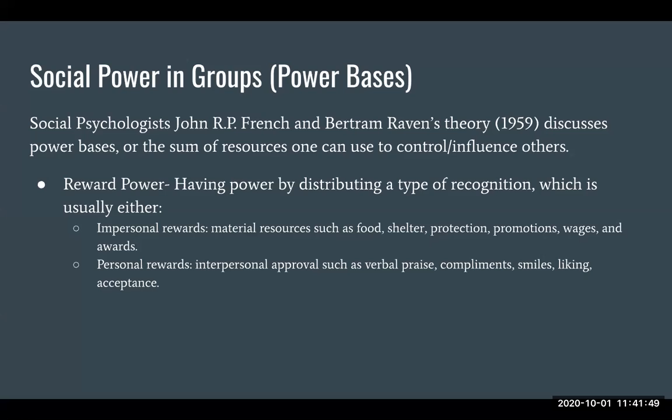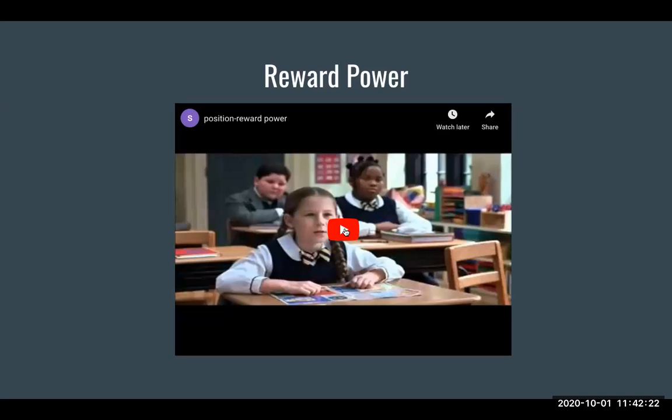So we're going to go through each of these 5 different types of power, and I will provide an example for you. The first type of power base is reward power. This is having power based on your ability to distribute recognition. You're either giving out impersonal rewards, so that can be food, shelter, protection, promotions, wages, or it can be personal rewards, like approval, verbal praise, compliments, smile, liking, acceptance. Here we have an example of reward power from the movie School of Rock.